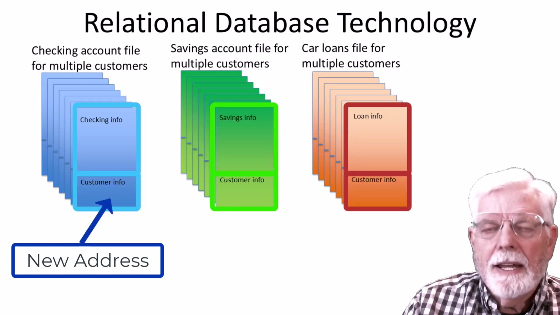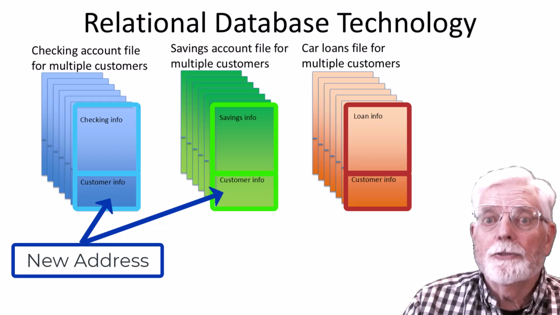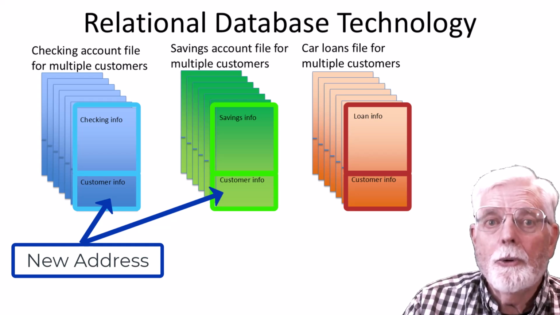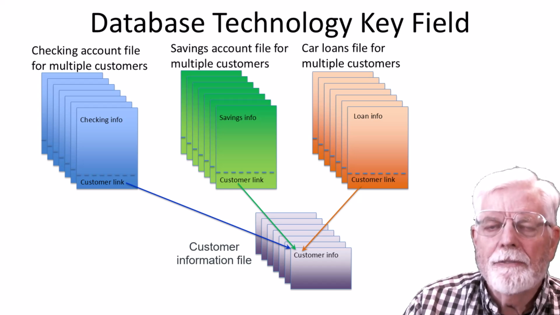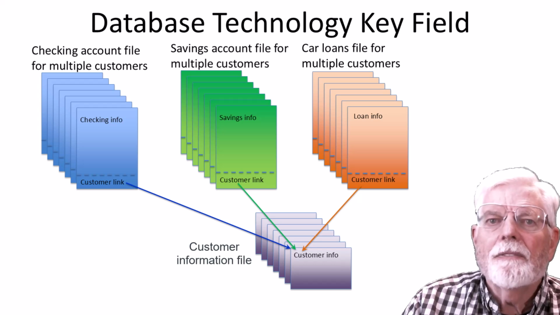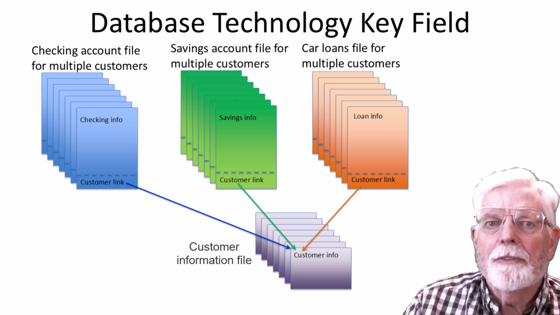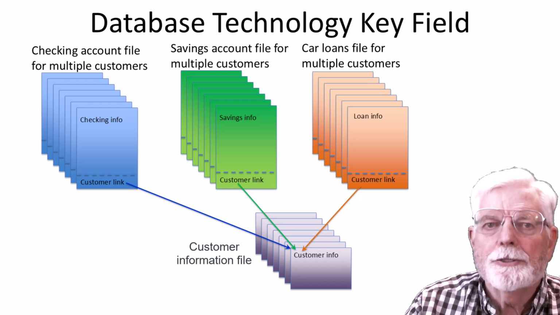Suppose it gets updated in the checking and savings account, but not the car loan, and the bills for the car loan never get sent to the new address. With a database, we can keep the personal information about the customer in one file. Each of those other account files just link to the customer information. When the customer's new address is updated, it will show up for any of the accounts that are displayed.